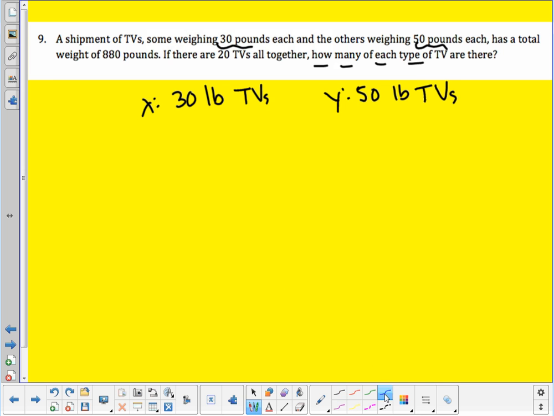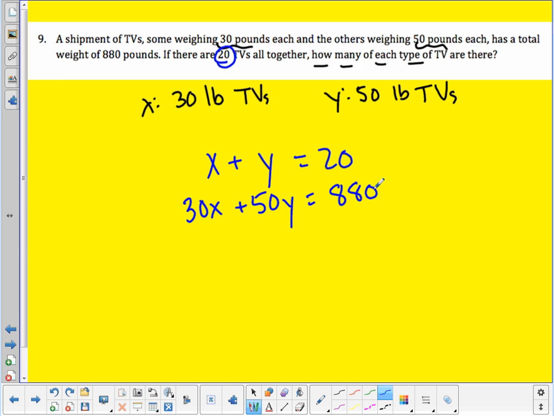So now let's write out a system. There's a couple of things going on. One equation is going to reference the weight of the TVs, and the other equation is just going to represent the number of TVs that exist. So we know there are 20 TVs altogether, so that means that the number of 30-pound TVs plus the number of 50-pound TVs is equal to 20. Now, if I write an equation for the weight, I know that 30 times every 30-pound TV plus 50 times every 50-pound TV is going to equal the total weight of the shipment, which is 880 pounds. That's the system I'm going to use to solve.